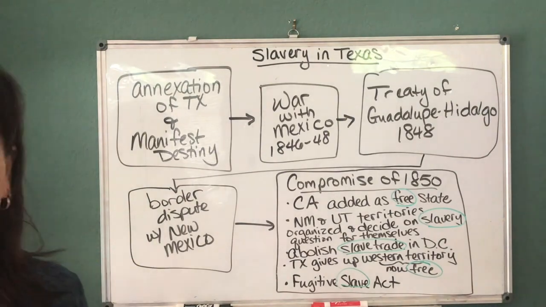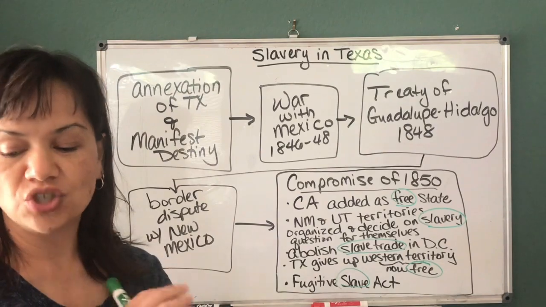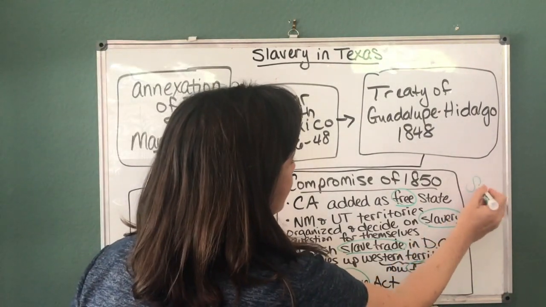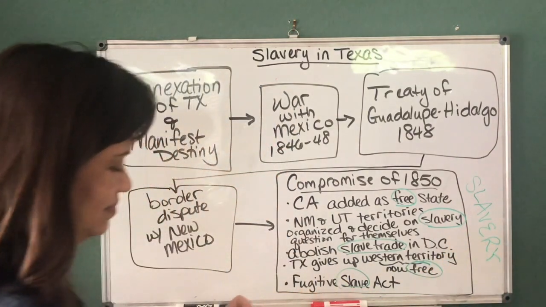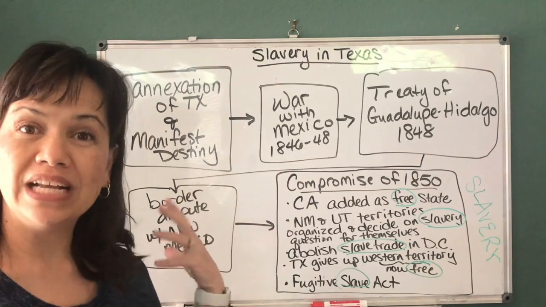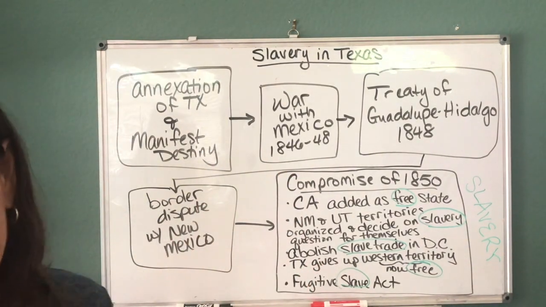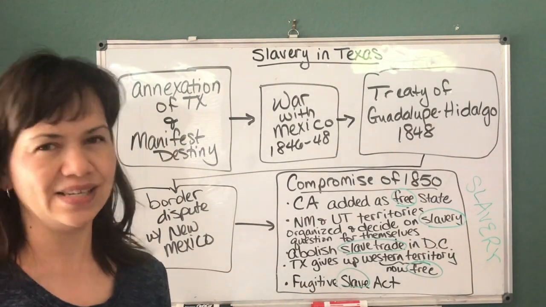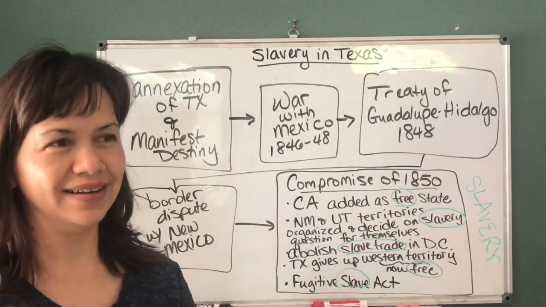And so, question number 2 on your handout, the Compromise of 1850 was trying to deal with what major question? Slavery. Henry Clay is the person who authored the Compromise of 1850. And he was trying desperately to avoid a civil war over the issue of slavery. And as we know from history, he was not successful.